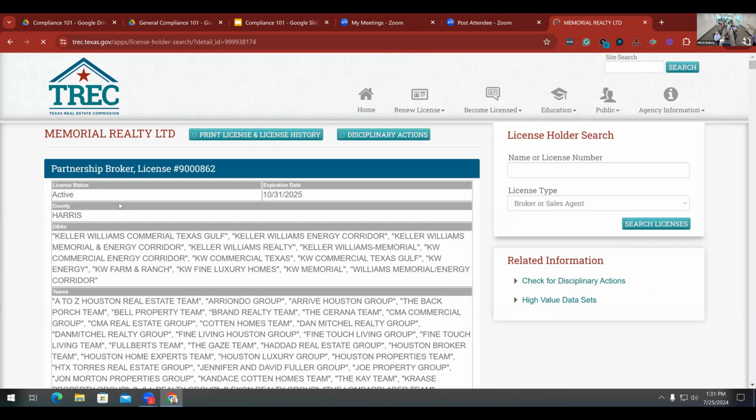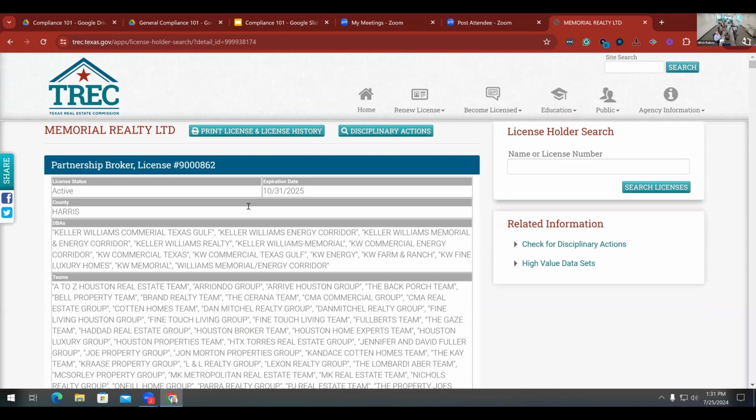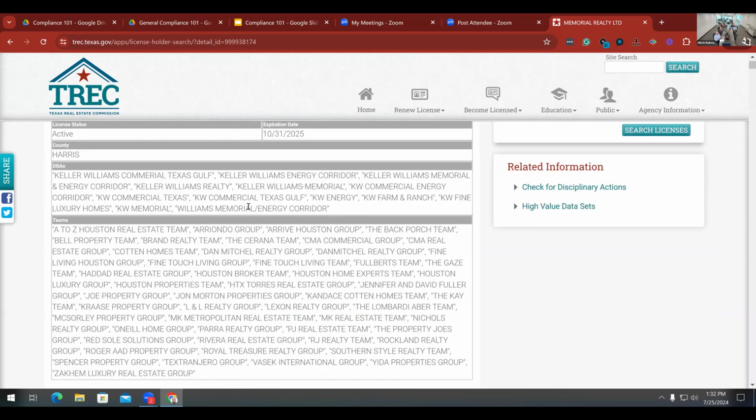Right. Here are the DBAs for the office. So any of the names here are names that can be used for KW, and then all the team names are under there. Yeah, and it's alphabetical, so our realty group. Okay. It's nice.